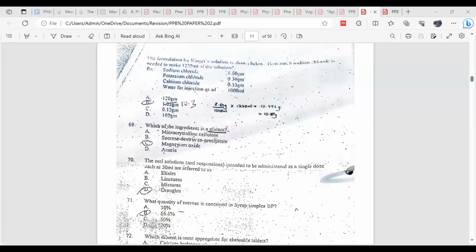And what was the difference between a glidant and a lubricant? Because there was a difference. A glidant was for flowability, then a lubricant was for friction. Then the other one is solubility. Okay. Friction is lubricant. Yeah.